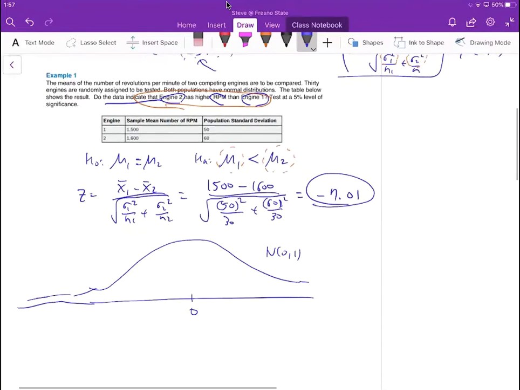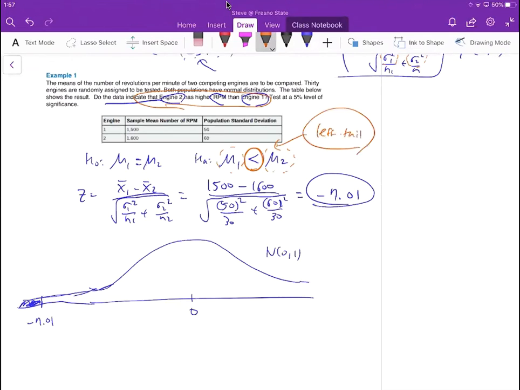And what I'm looking at is the standard normal, and this is 0, and negative 7.01 is going to be somewhere far left. When you look at this area to the left, the reason why this is to the left is because I have less than. So this is a left tail. So I'm looking at the left tail.